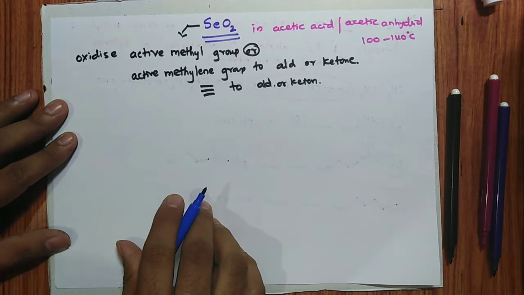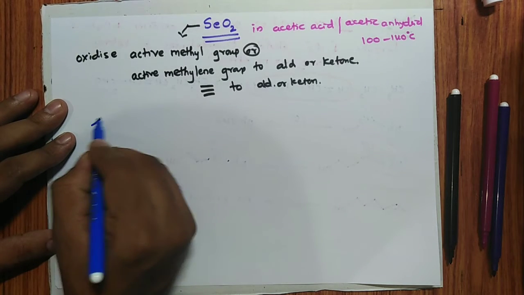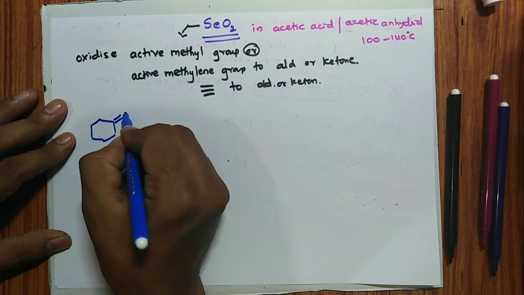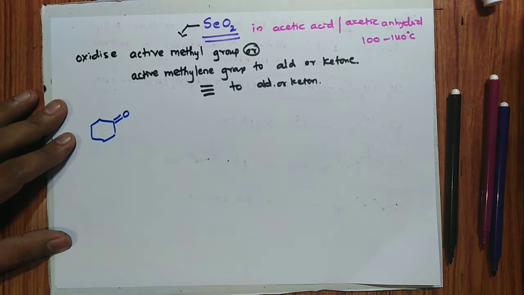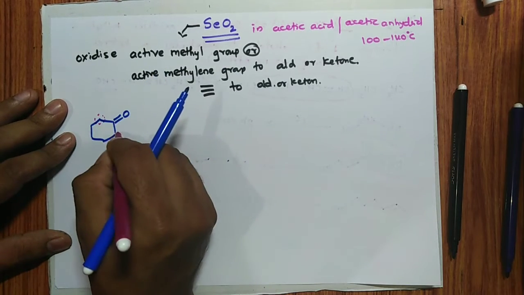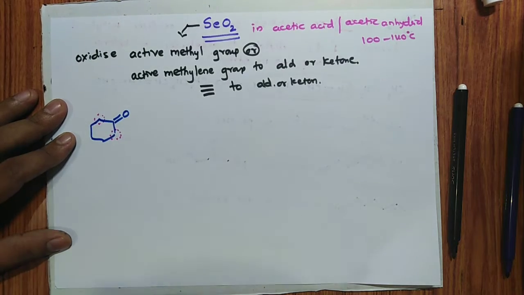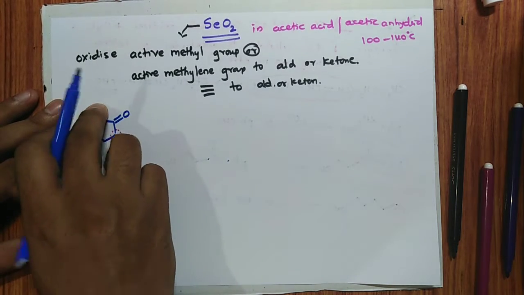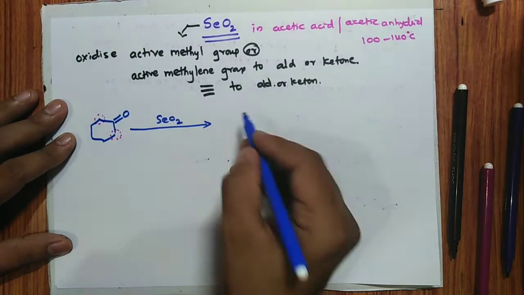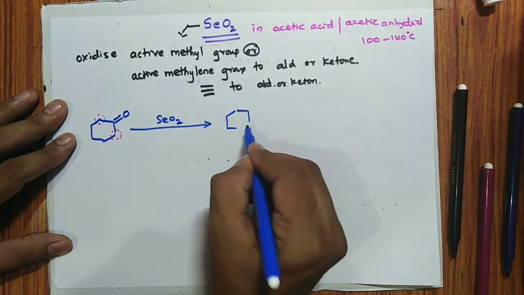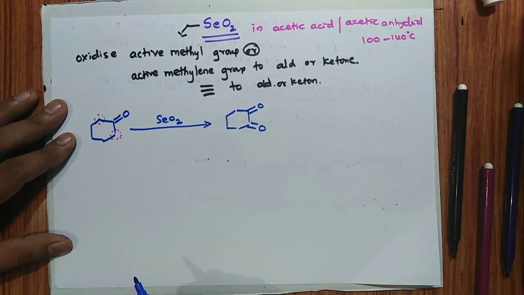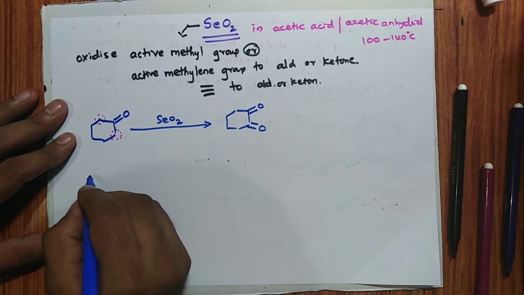Fine. Now first we will see what is active methylene group. Remember, active methylene group is nothing but adjacent to double bond O. So if I write the compound like this, then active methylene group is this one or this one. Now when SeO2 reacts with this, you are going to get the compound. Out of the two, any one is converted into double bond O.